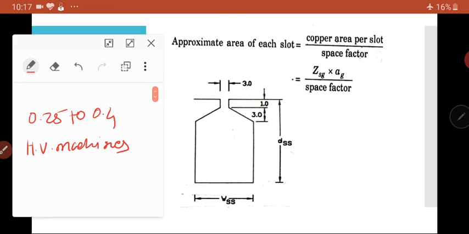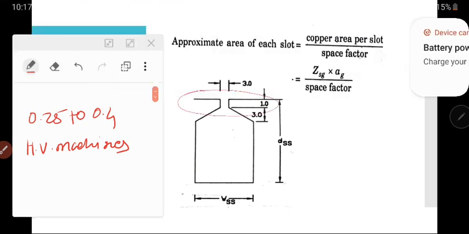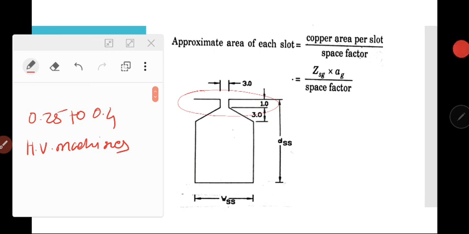After obtaining the area of the slot, the dimension of the slot should be adjusted. Once we obtain this area of the slot, we can adjust the dimension of the slot. The tooth width and the slot width at the gap surface should be approximately equal. The slot should not be too wide, so as not to give a thin tooth. The width of the slot should be adjusted such that the mean flux density in the tooth lies between 1.3 to 1.7 Weber per meter square.